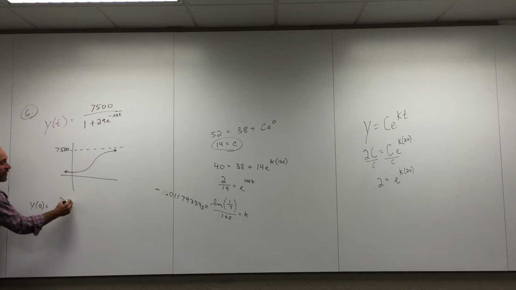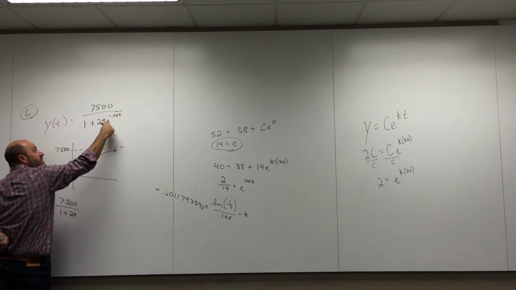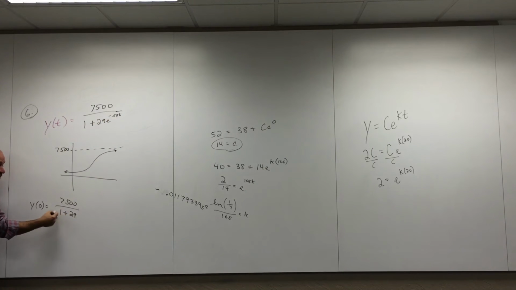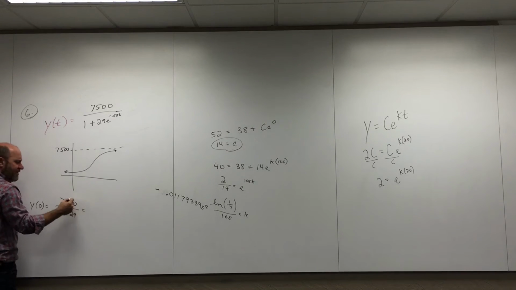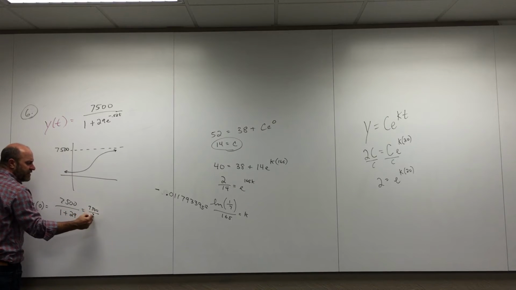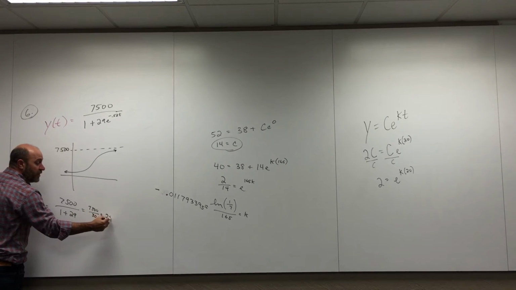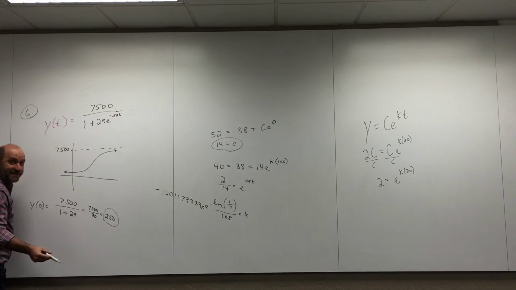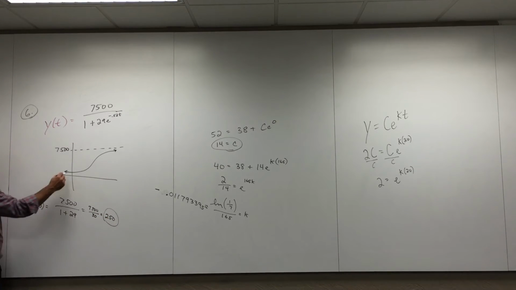That would be 7,500 over 1 plus 29 e to the 0. What's e to the 0? 1. 1 times 29 is 29, so here we go. This is the answer, right? Let's work it out. Plug in a 0, you get 7,500 divided by 30. It's 250. What are these? Bats. Yeah, 250 bats. By the way, that's right here then, look at that. It starts at 250. That's the initial population, that's that initial y value.